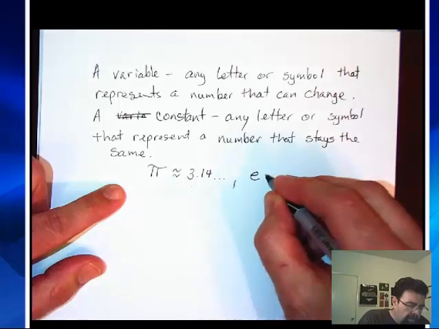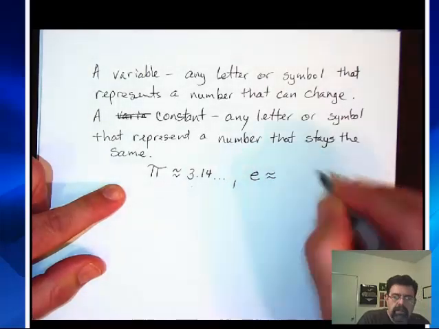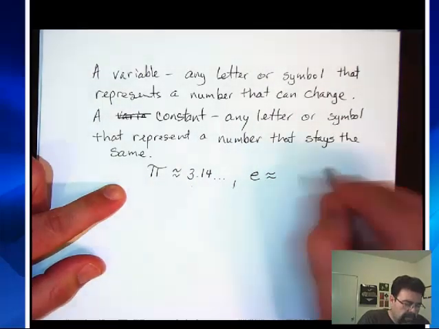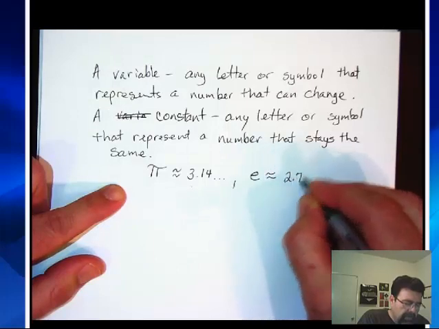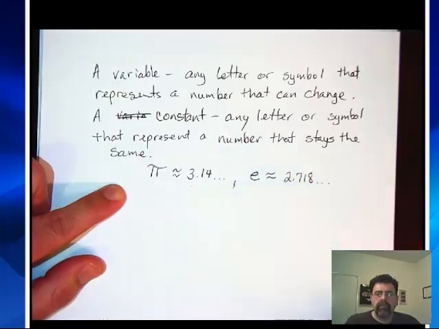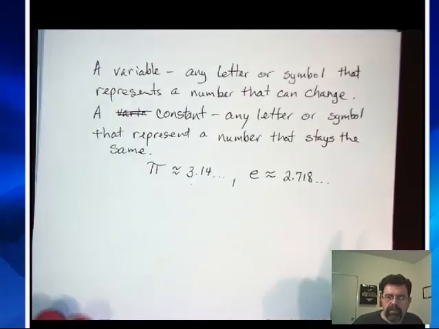Another example of a letter we use for a constant is the exponential number, 2.718. Same thing. So those are two examples of constants.